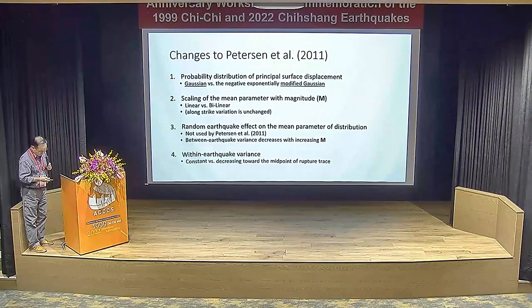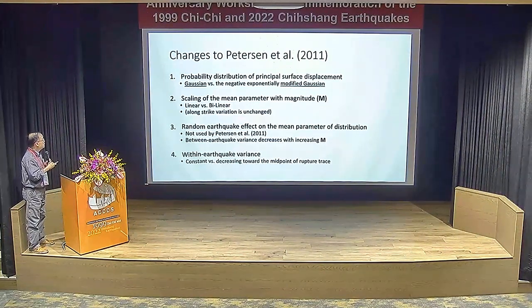Since this is an update to Peterson et al., I'll just cut to the chase and list four major changes to the Peterson et al. models. The first one is about the probability distribution of the principal surface displacement. In Peterson et al., they use a Gaussian distribution. We change it to something we call the negative exponentially modified Gaussian.